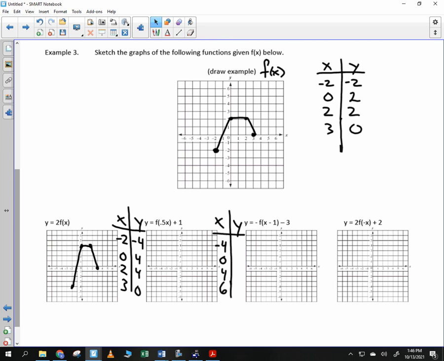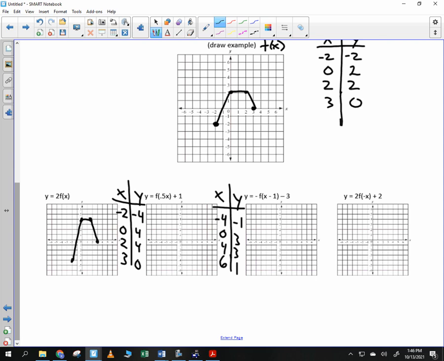All right, now the +1, what does that do to a function? Shifts it up 1 unit. So is that going to affect the x or the y? So what do you think we're going to do to the y values? Add 1. You see, when it's on the outside, you do exactly what you think you're supposed to do. When it's on the inside, you got to think opposite. So we're going to add 1 to those y values, and I get negative 1, 3, 3, and 1.